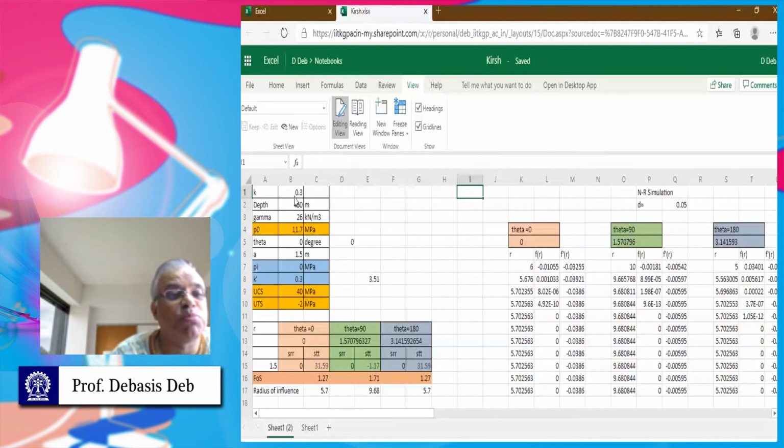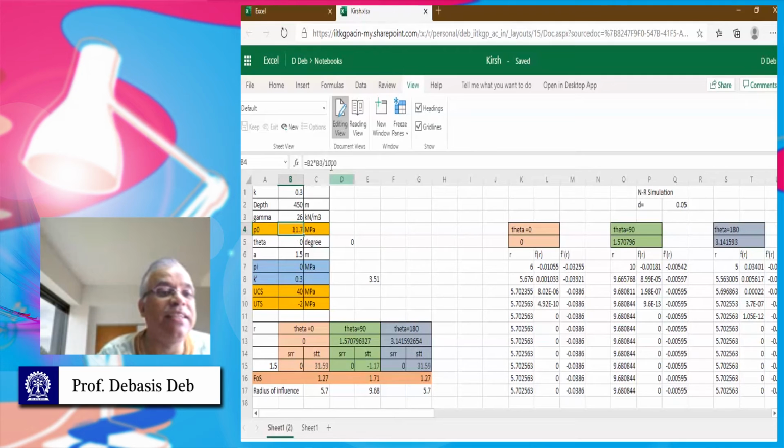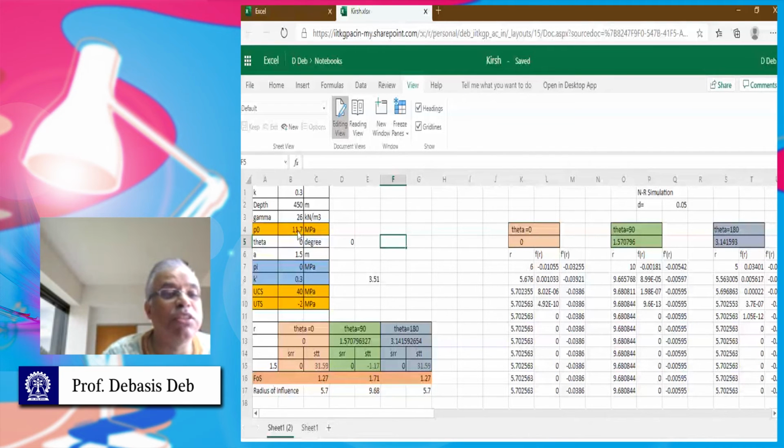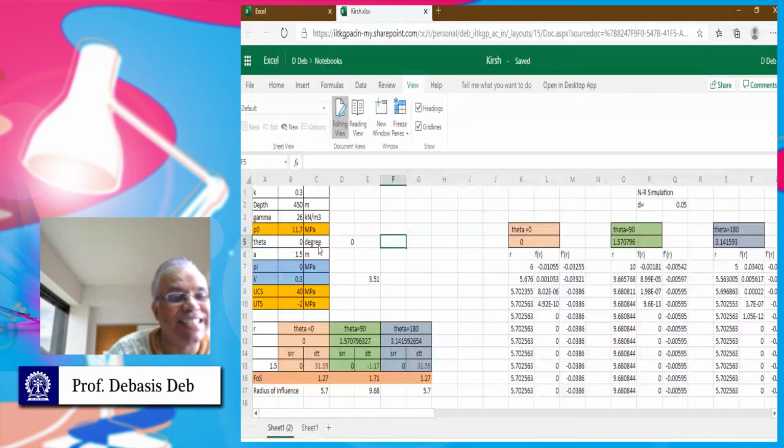It's visible. K equals 0.3. Depth is 450 meters. Gamma is 26 kilonewton per meter cube. You're seeing all this, right? So this is just the multiplication of these two, B2 into B3. So 450 into 26, and I divided by 1000 to make it megapascal. So this is in megapascal because it was kilonewton per meter cube. So I converted it into meganewton per meter cube. Now this theta doesn't matter. It is not used anywhere.